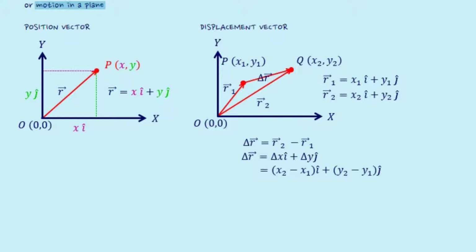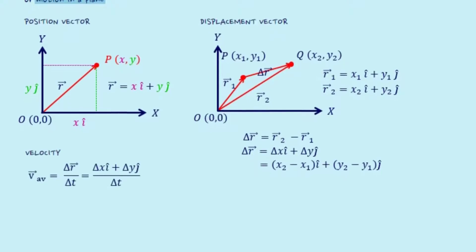The magnitude of the displacement vector is the shortest distance between the initial point and the final point of the particle in motion for a given time interval. Its direction is taken from the initial point towards the final point. We can also resolve the displacement vector into its x and y components.